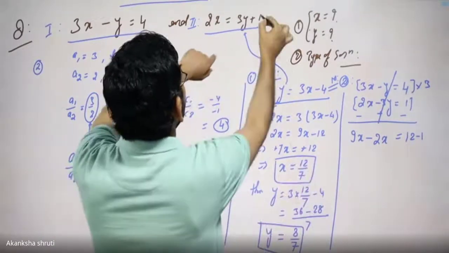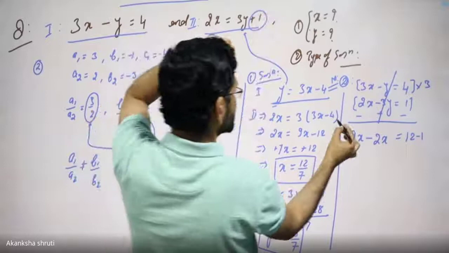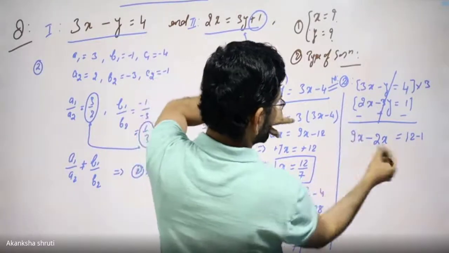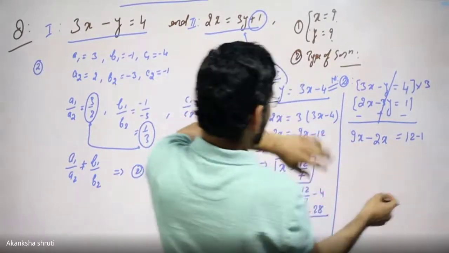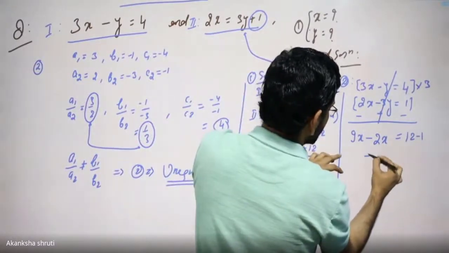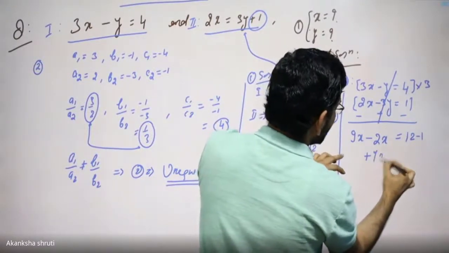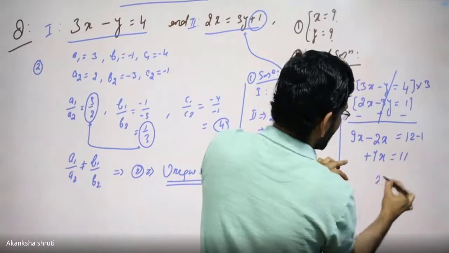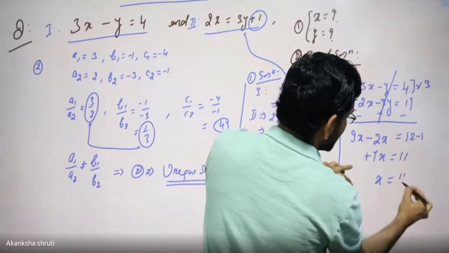Student, यहाँ का 1 यहाँ छूट गया है, देखिए student, because both the answers should match. Okay, let us continue. So minus becomes plus of the 7x is equals to 11. x is our 11 by 7.